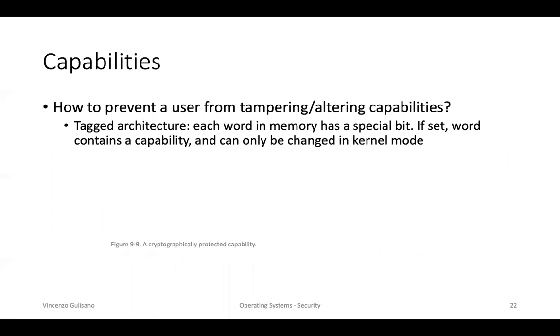In this case, each word in memory, the word is the unit of data used by the processor, has a special bit, the tag, that if set indicates the word contains a capability and can only be changed when in kernel mode. So by an operating system process or a trusted process. A second way to go is to keep the capabilities lists in OS memory, so user processes can point to them but not alter them.